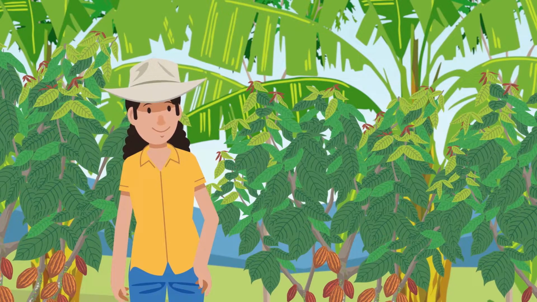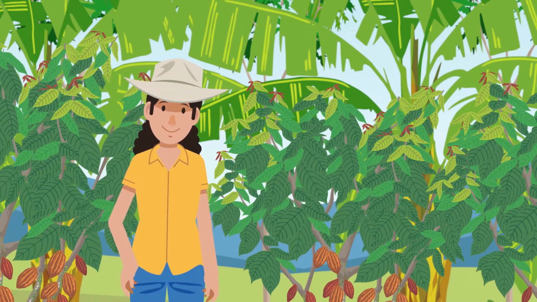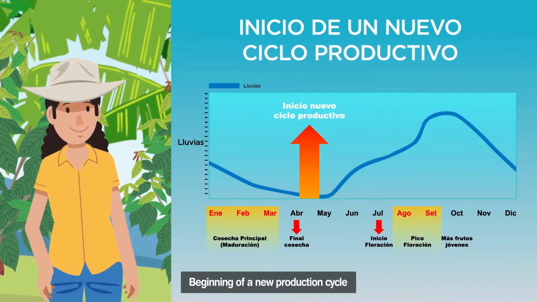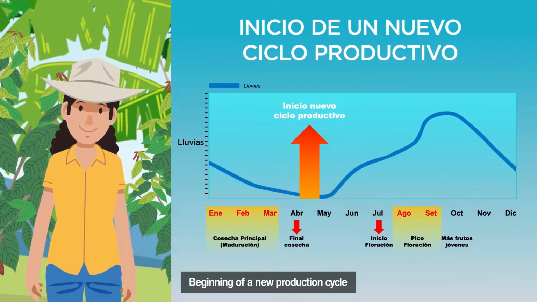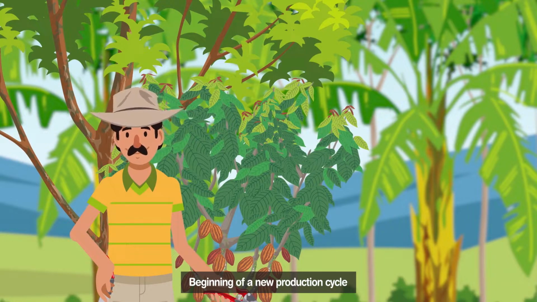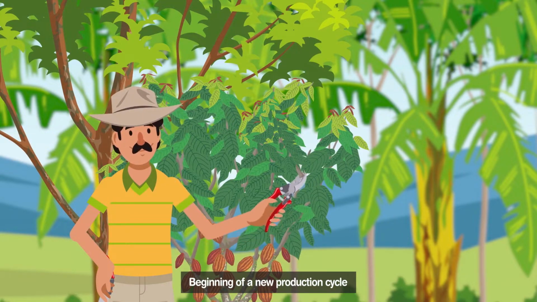When the main harvest season ends, we can consider that a new production cycle will begin. Next, we will show you an example of the construction of an IPM plan. This is how the plan begins. A maintenance pruning of the cacao trees is carried out, which is generally prior to the start of the rains.